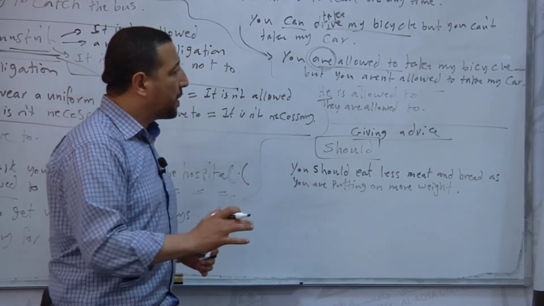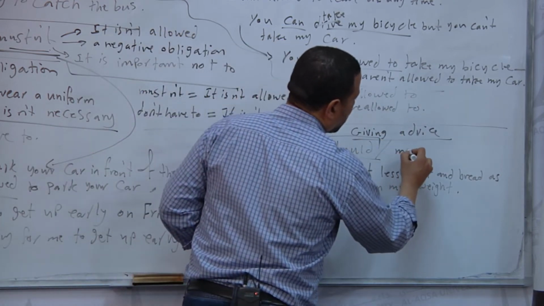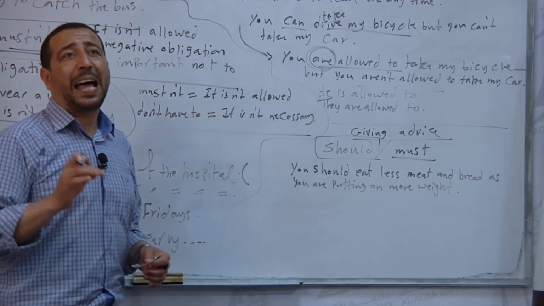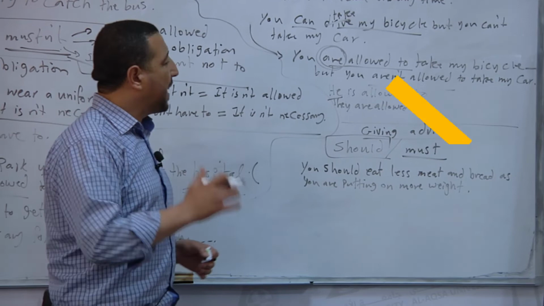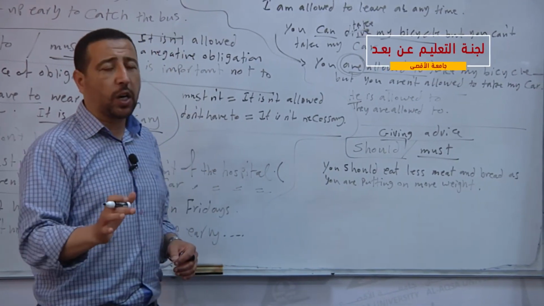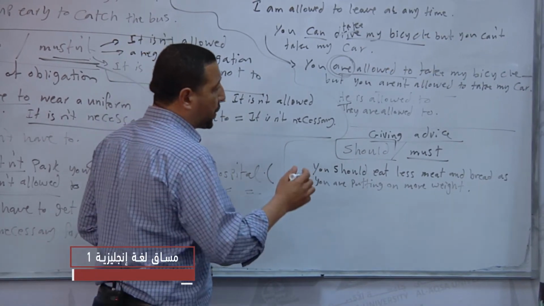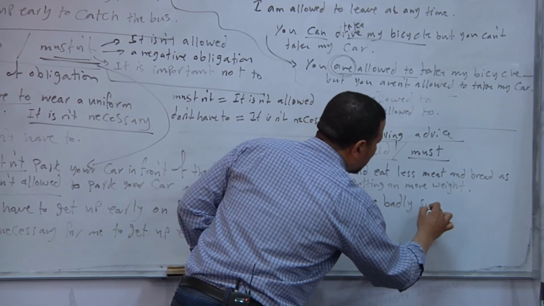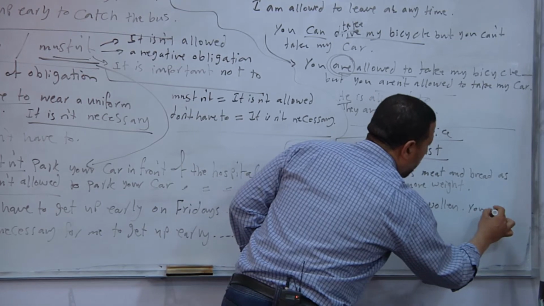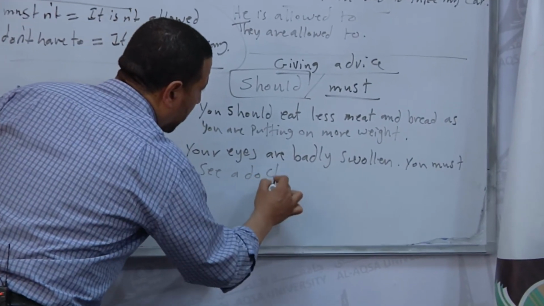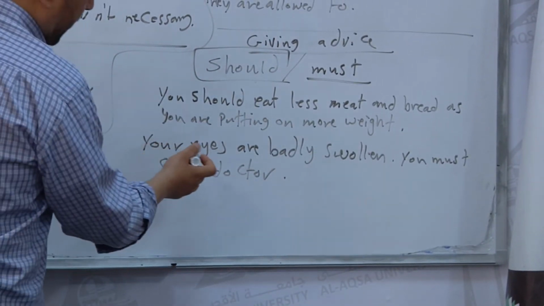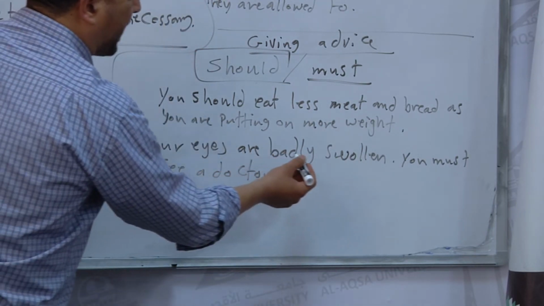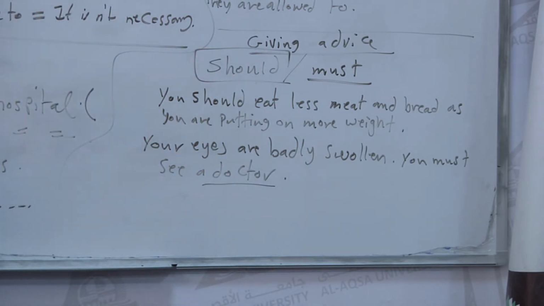But at the same time, we can use must. And this is important. We can use must to give advice. But actually, the idea here is that must is stronger than should for giving advice. So I can say, your eyes are badly swollen. Full stop. You must see a doctor. So the idea is that we can use must to give a piece of advice, but must is stronger than should.